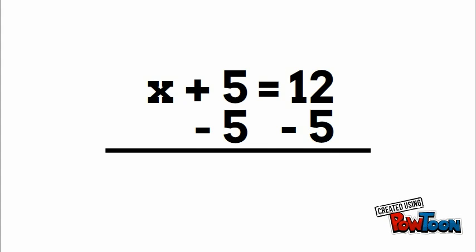So 12 minus 5. So if we simplify vertically, we'll get our answers. So 5 minus 5 is 0. And since it's 0, we don't need to write it anymore. So we get x by itself equals 12 minus 5. Well, that equals 7. So x equals 7 is the answer to our equation.